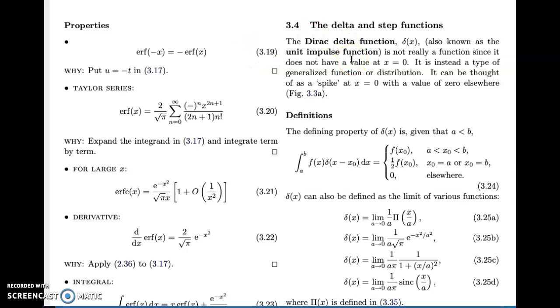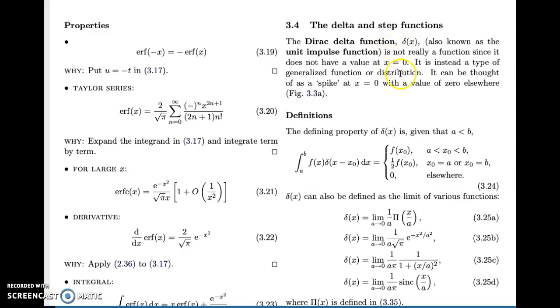So first thing to say about the Dirac delta function, very often used in physics, is that strictly it's not really a function because it doesn't have a value at x equals 0. If it were to have a value, the value there would be infinite, and so we don't really call it a proper function.